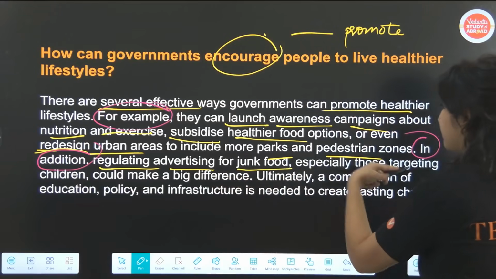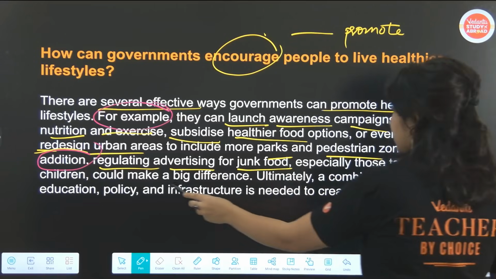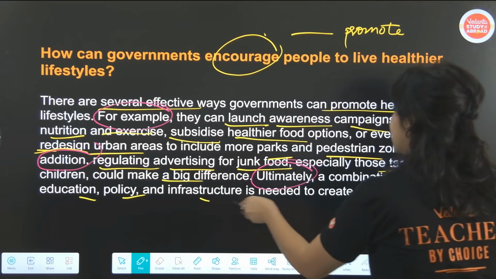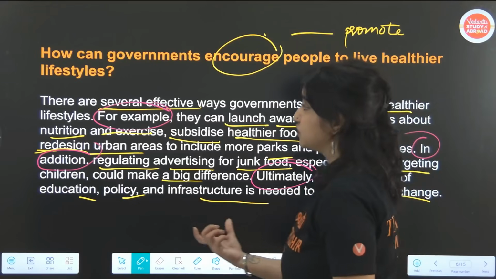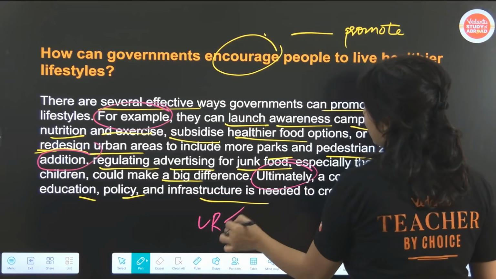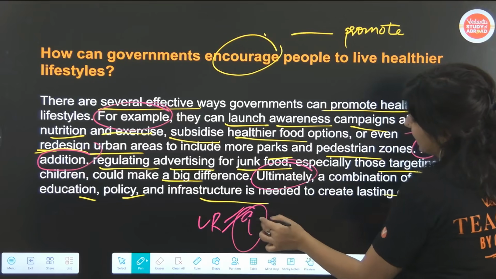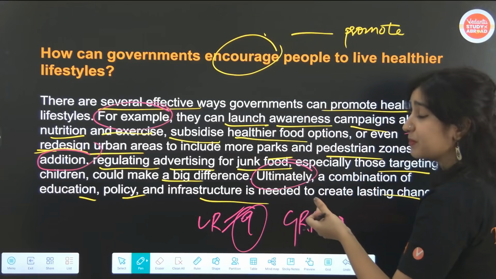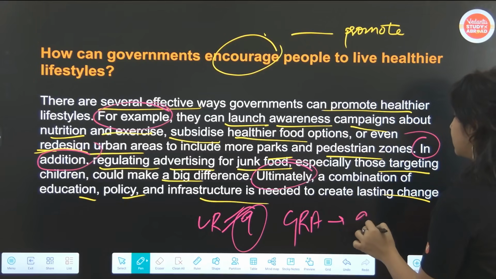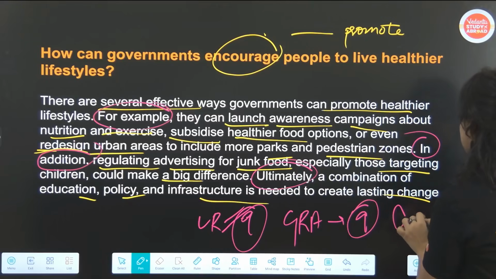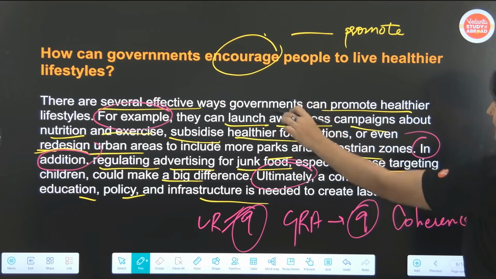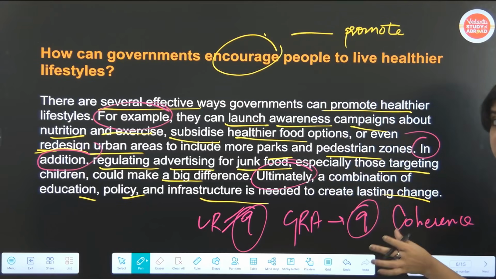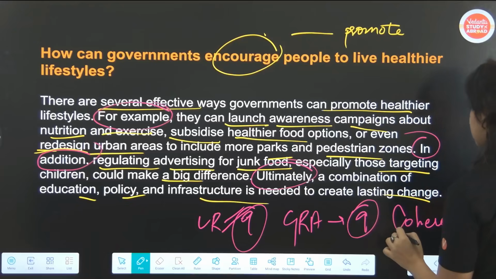Regulating advertising for junk food, especially those targeting children, could make a big difference. Ultimately, a combination of education, policy and infrastructure is needed to create lasting change. So, lexical resource, perfect, 100%, definitely a band 9. Grammatical range and accuracy, again, linking words, no grammatical error, good mix of complex, compound and simple sentences. 9. Pronunciation we cannot assess, and coherence, because of the fantastic use of linking words, and structuring the argument in a way that it does not confuse the listener, again a solid band 9.